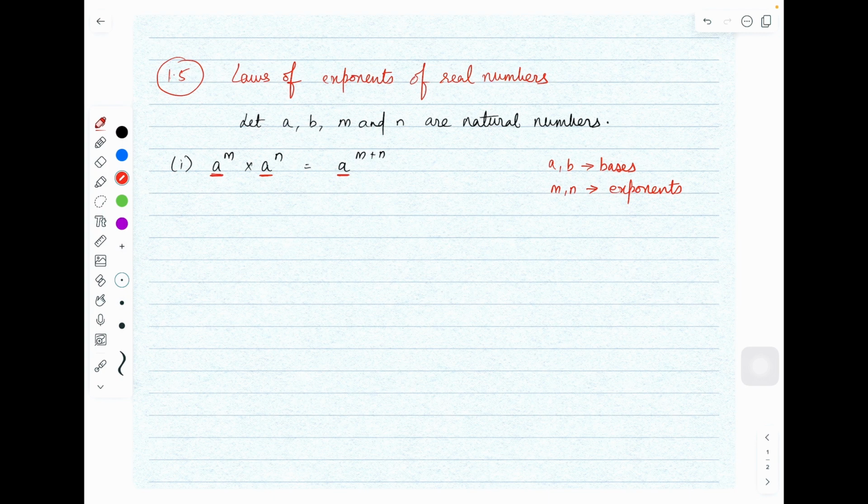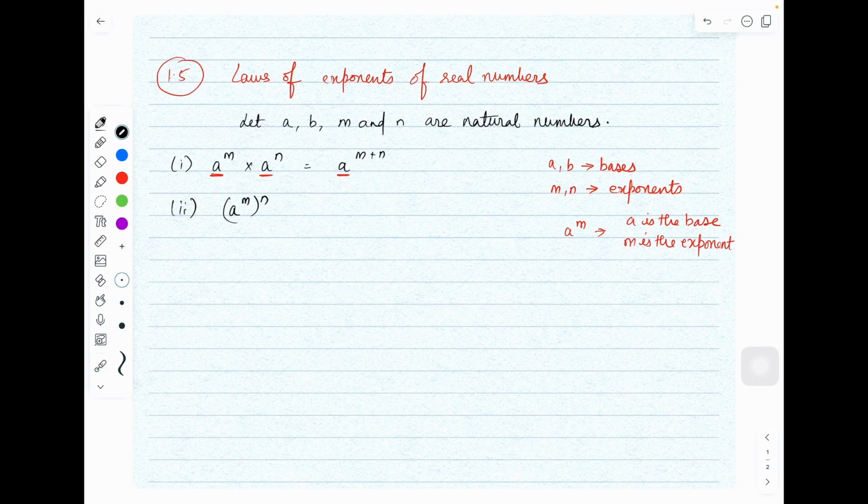Understood? In a to the power m, a is the base, m is the exponent. So this is the first law. If the base is same, and you are multiplying two numbers whose base is same, the power gets added. Understood? Second one is, we are writing a to the power m to the power n.